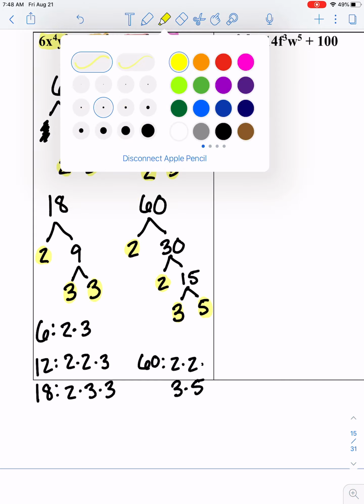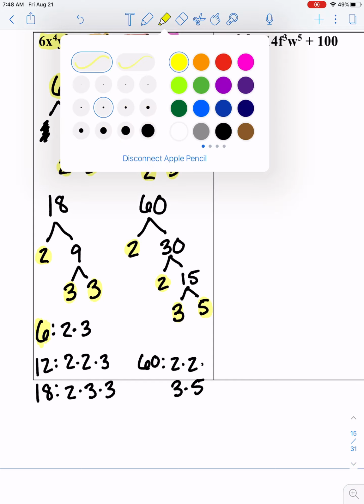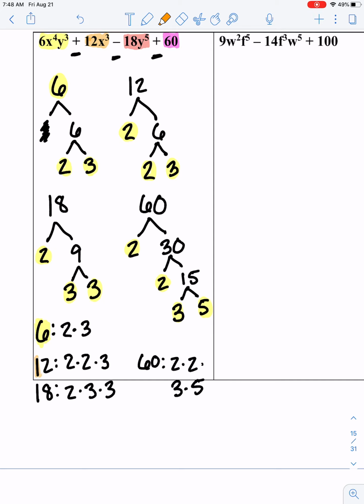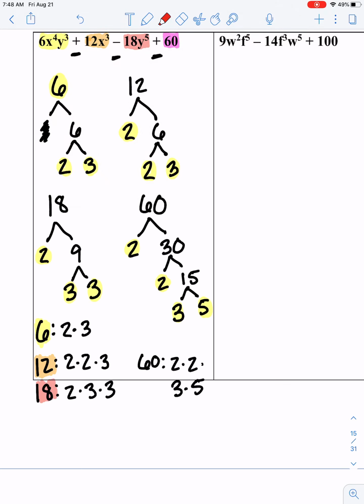And I'm going to color code this. 6 was yellow up here, so 6 is yellow here. 12 was orange. Red was 18. And 60 was purple. So this is how you do prime factorization. I'm not worried about exponents right now, just as long as we can get the prime factorization of the number of each term.